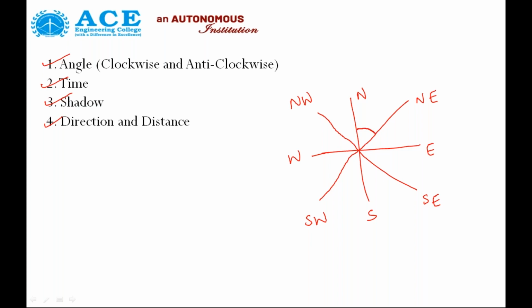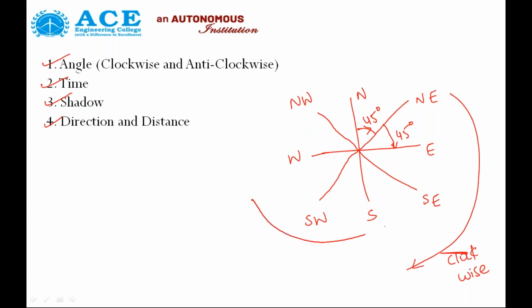In general, the angle between these two is 45 degrees. Okay, between north and northeast is 45 degrees. Northeast and east is 45 degrees. This is the clockwise direction. And this is anti-clockwise. Because in angle related questions they'll discuss whether you are moving clockwise or anti-clockwise, so we have to be careful.